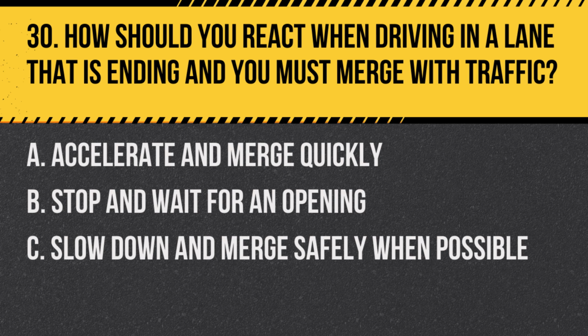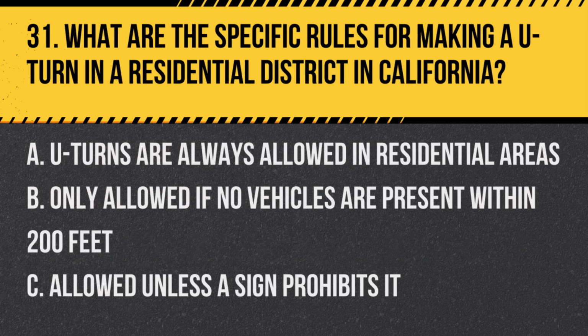A. Accelerate and merge quickly. B. Stop and wait for an opening. C. Slow down and merge safely when possible. Answer: C. Slow down and merge safely when possible. When your lane is ending, reduce your speed and merge into the adjacent lane when it is safe to do so. Question 31. What are the specific rules for making a U-turn in a residential district in California?